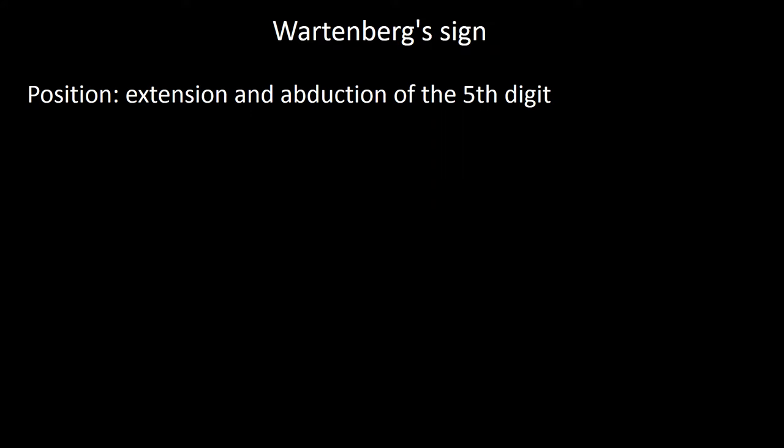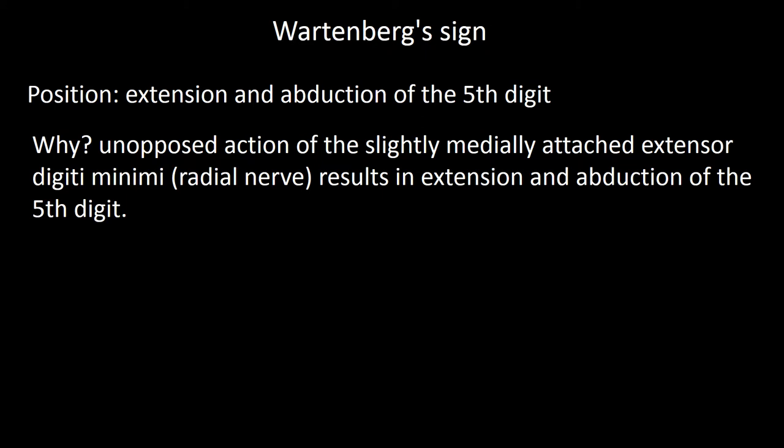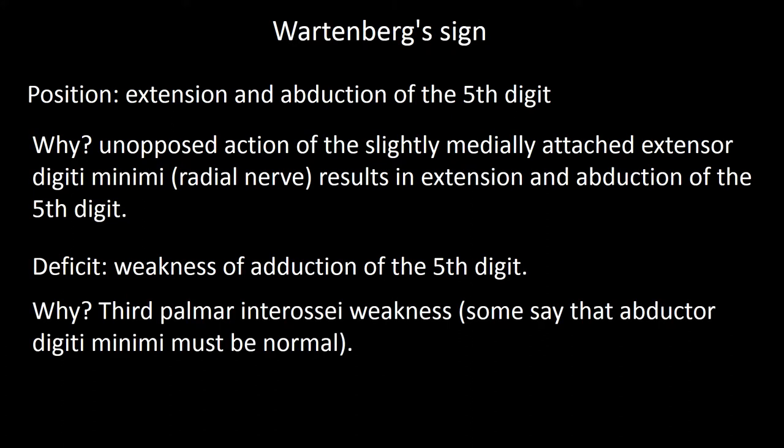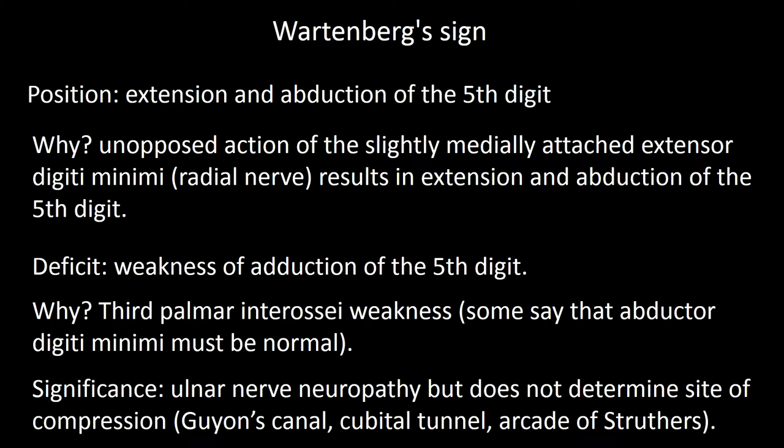The position of this sign consists of extension and abduction of the fifth digit. This position is due to the unopposed action of the extensor digiti minimi. This muscle is innervated by the radial nerve, and in addition to extending the little finger, it abducts it when unopposed by the ulnar innervated muscles. The deficit, as you can imagine, is due to ulnar innervated muscle, mainly due to adduction weakness. This occurs because of the third palmar interosseus. According to some, these symptoms only occur when there is an imbalance between the third palmar interosseus and the abductor digiti minimi, favoring the latter. Most physicians, though, believe that Wartenberg sign lacks localization value within the ulnar nerve.